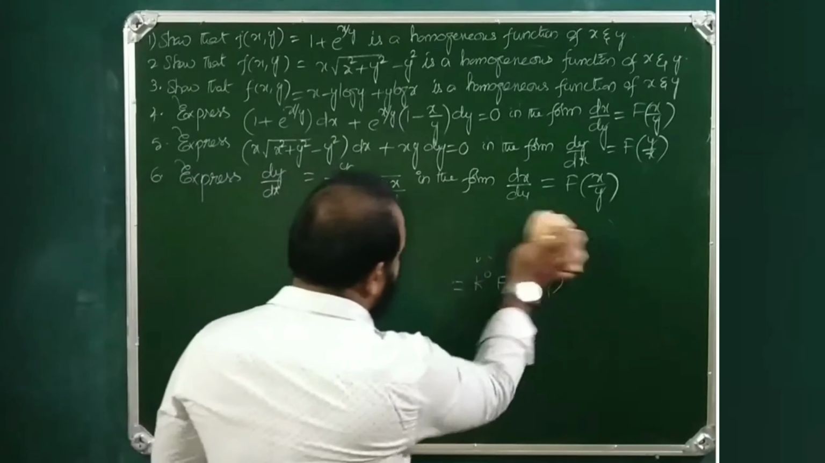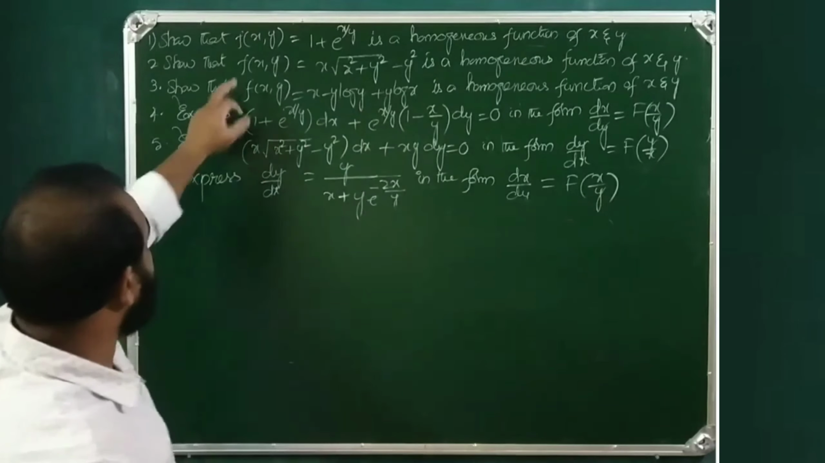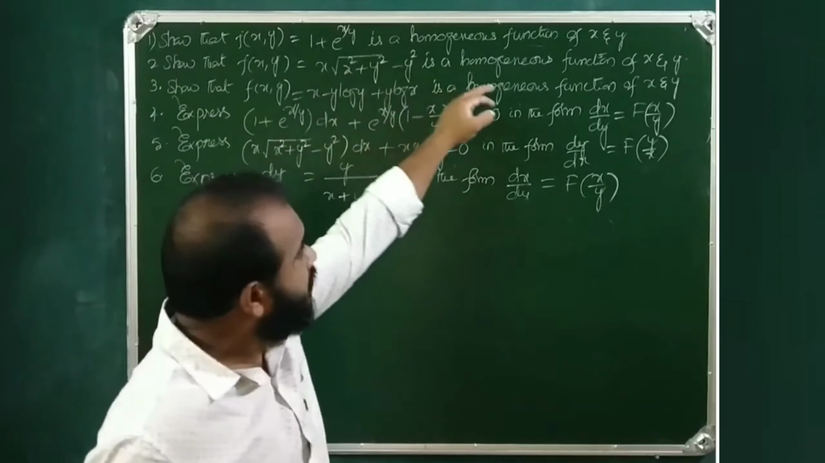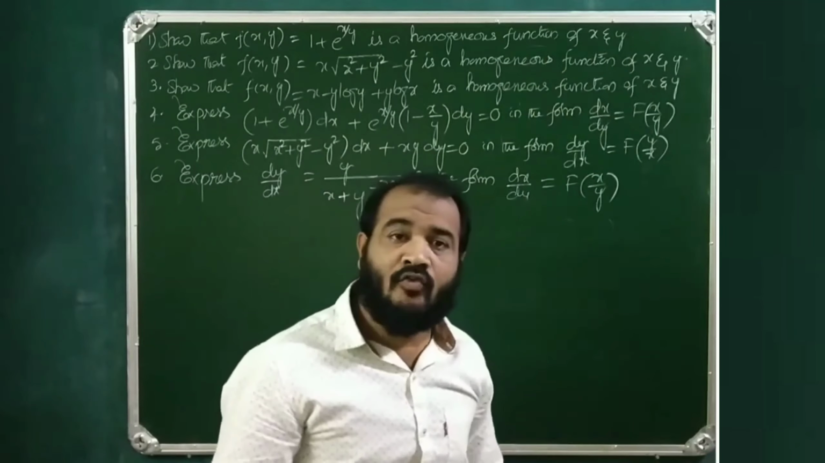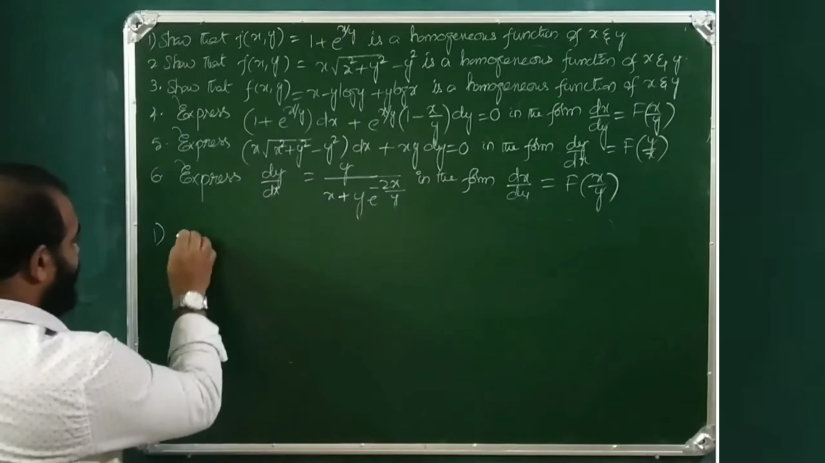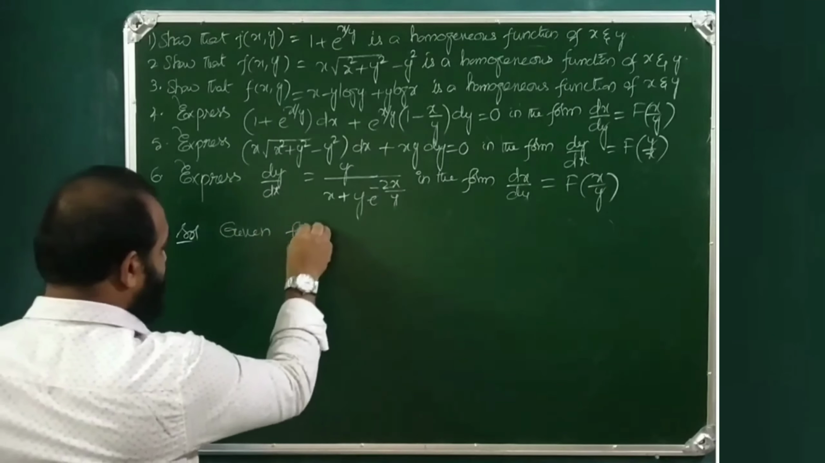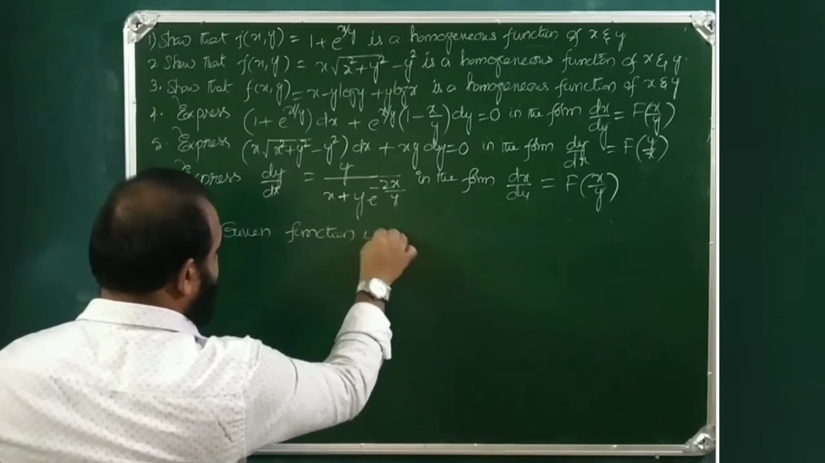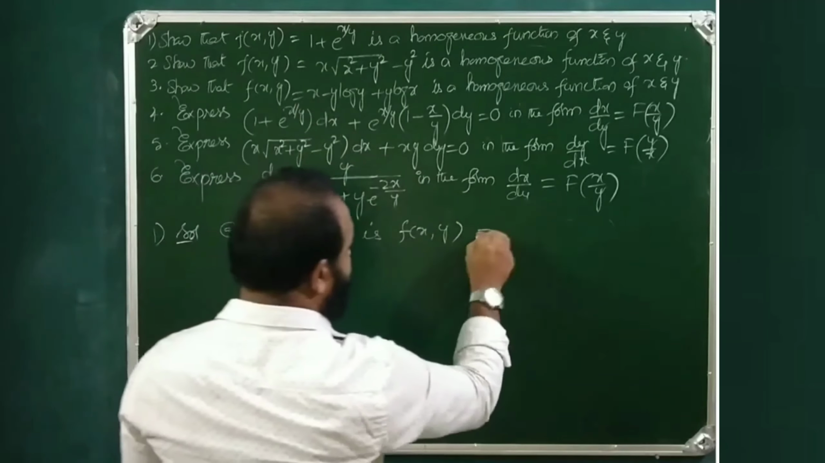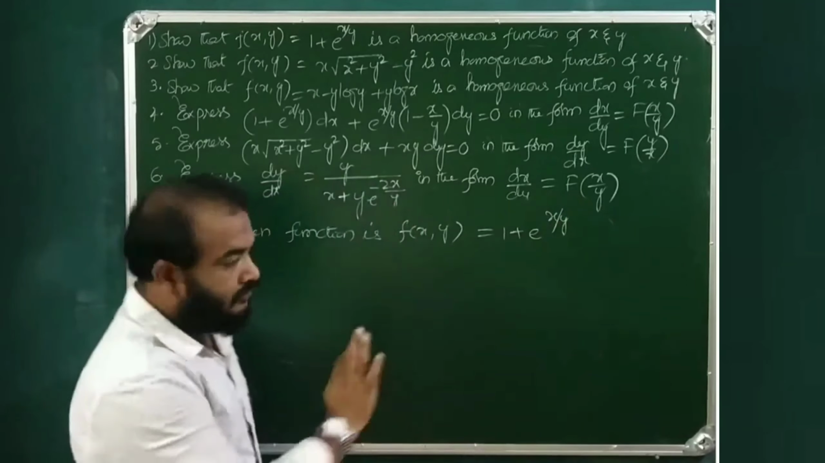So let us discuss all these problems. Show that f of x, y equals 1 plus e power x by y is a homogeneous function of x and y. So, first, the answer. The given function is f of x, y equals 1 plus e power x by y.